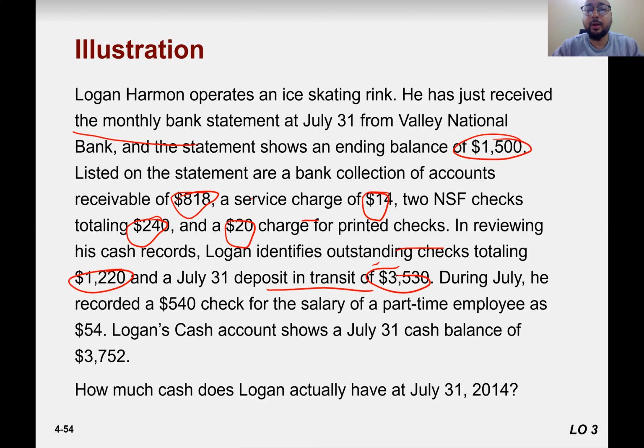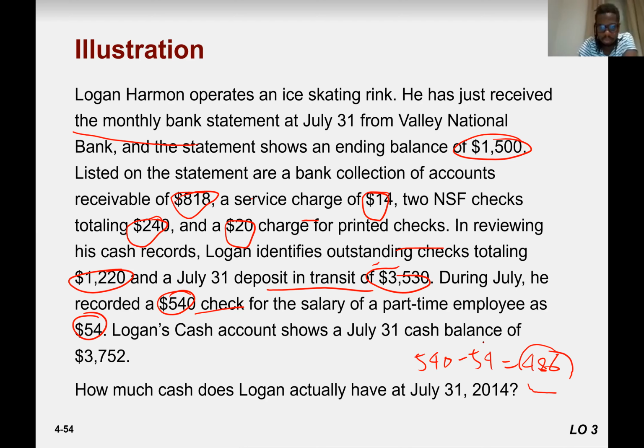So during July, he recorded a $540 check. It means the check was written for $540, but he recorded it as 54. He forgot to write down the zero, right? But on the check, it was 540. So the salary that the part-time employee received was 540, but he recorded 54. So how much didn't he record? 540 minus 54. What is the answer? 486, right? 540 minus 54, yeah, 486. So it means this much amount we still need to decrease from our cash book because we only decreased 54, not 540. That is human error.